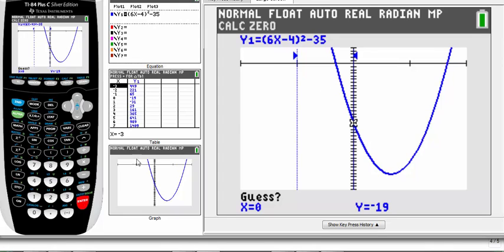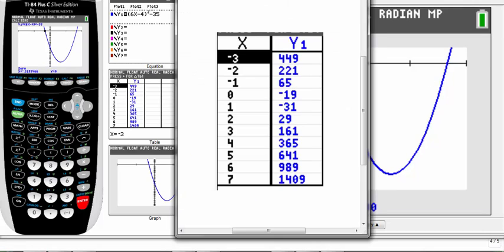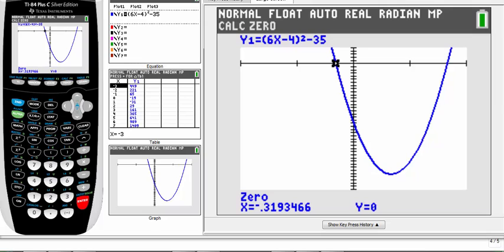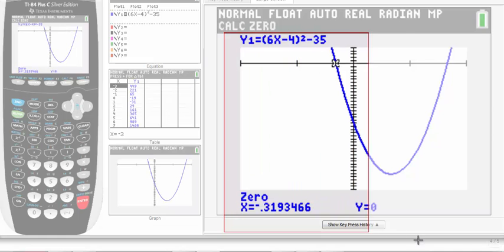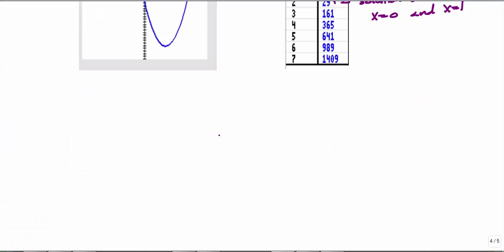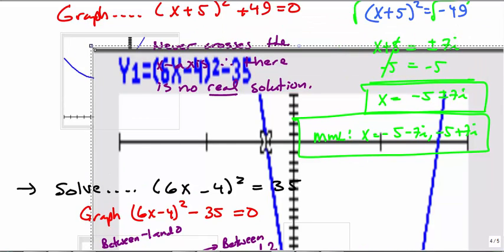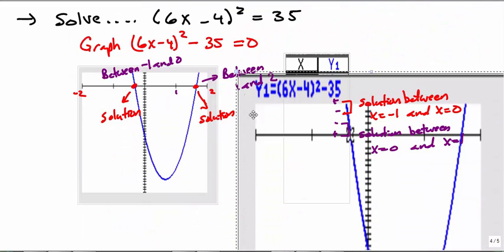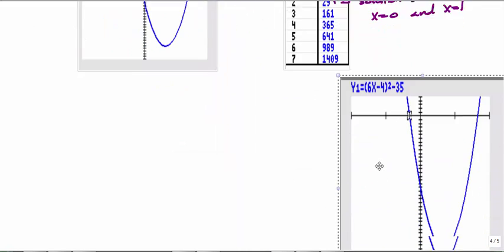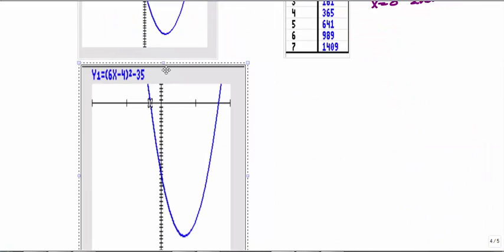So I know I have a solution between there. Now with the guess, if you want to, you can move up here, or you can just leave it as is and hit enter. And that's telling me one of my zeros is right here at -3.193466. And then I could do the same thing over here to find my other 0. I'm just going to go after the 1 0 right now because I need to find exact answers anyway. So I'll be able to check one of them. Okay, so there's one of my solutions that I can see here.